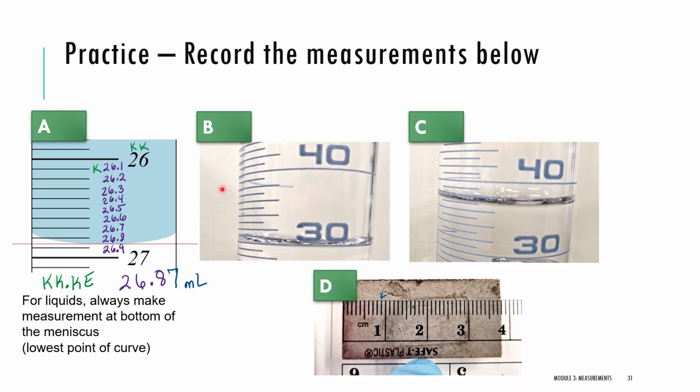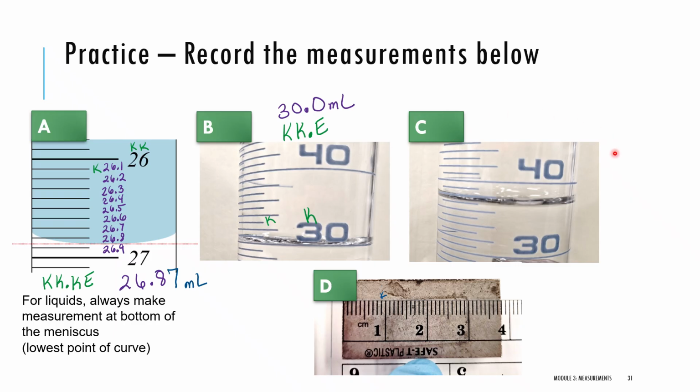For image B, the labeled lines are at 30 and 40 milliliters, which are 10 units apart. This means the tens digit is known. The smaller divisions represent ones, so the ones place is also known. The estimated digit will be in the tenths place, giving us the template KK.E. The bottom of the meniscus is exactly on the 30 milliliter line, but we must still include an estimated digit. The measurement should be recorded as 30.0 milliliters.